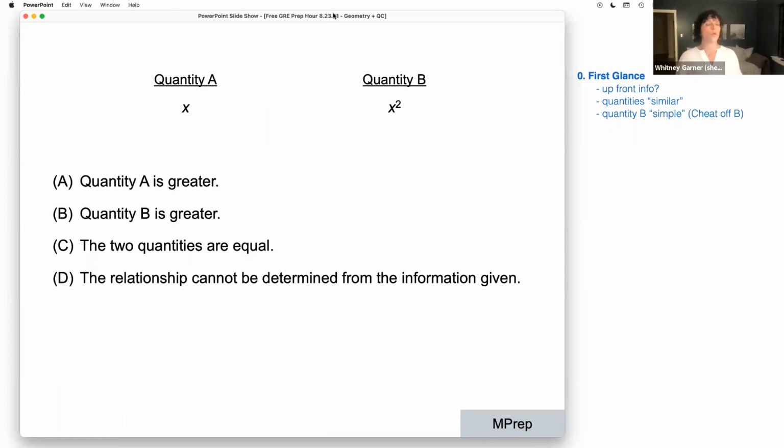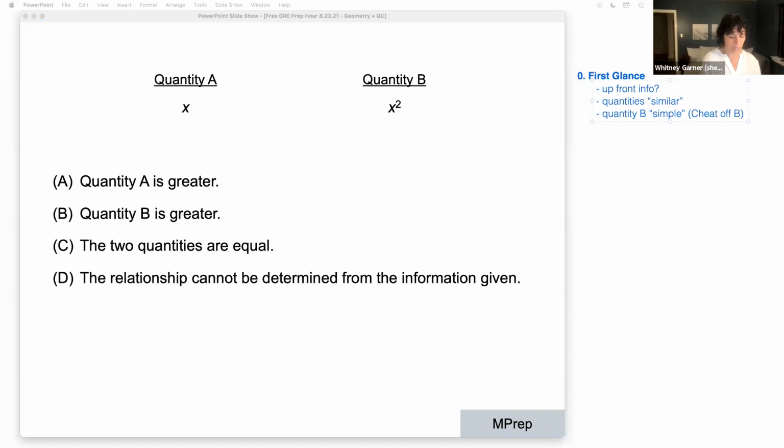So I want to know, what kind of information is there? Is there any? Are the quantities relatively similar, or maybe quantity B is very simple? And then I also want to look for any keywords or content clues. Geometry can be really nice: I see a triangle, I see a circle, I see a coordinate plane. But maybe I see words like average or median, probability. I see distances that would make me think of a rates and work problem. I see ratios, I see the percent symbol. But what I'm thinking about is, what are some clues?